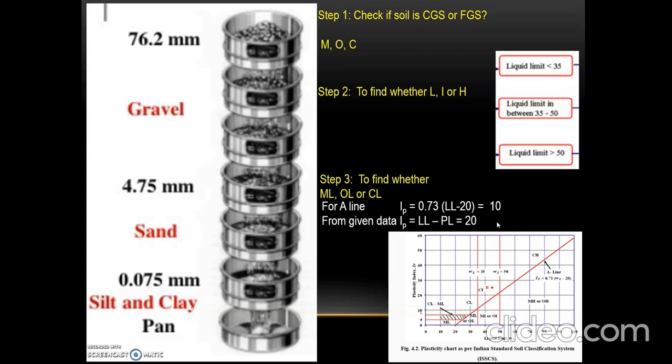When will the soil fall below A line? When IP for A line is greater than the IP for the soil. So soil will fall below A line when its IP is less than IP for this A line. That can be understood better once we solve the problem.